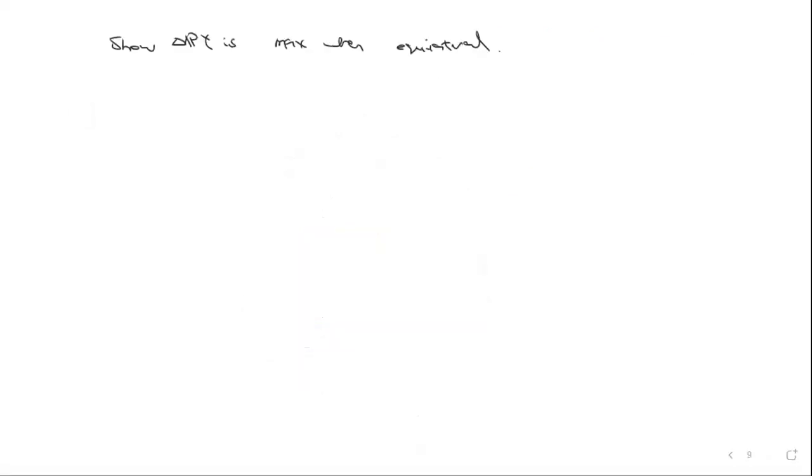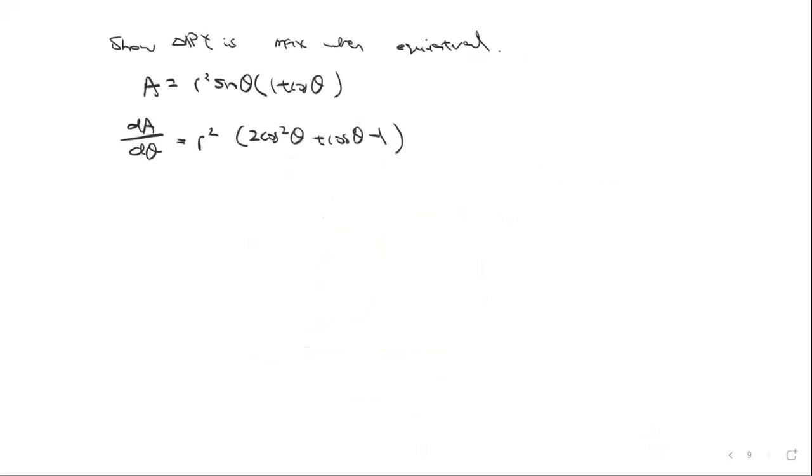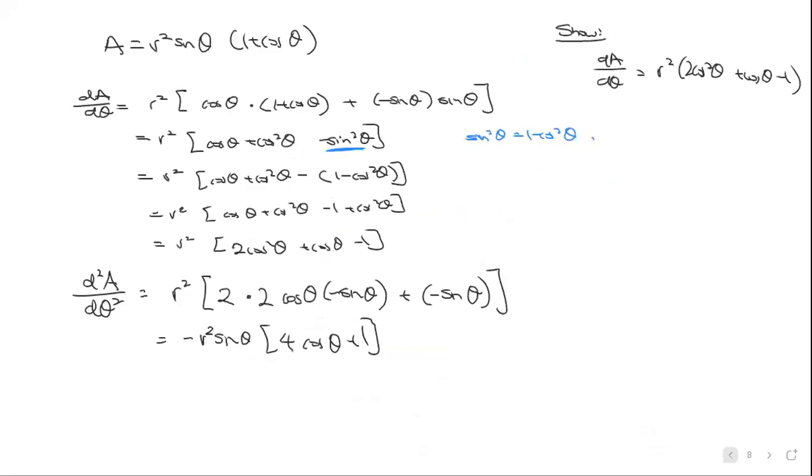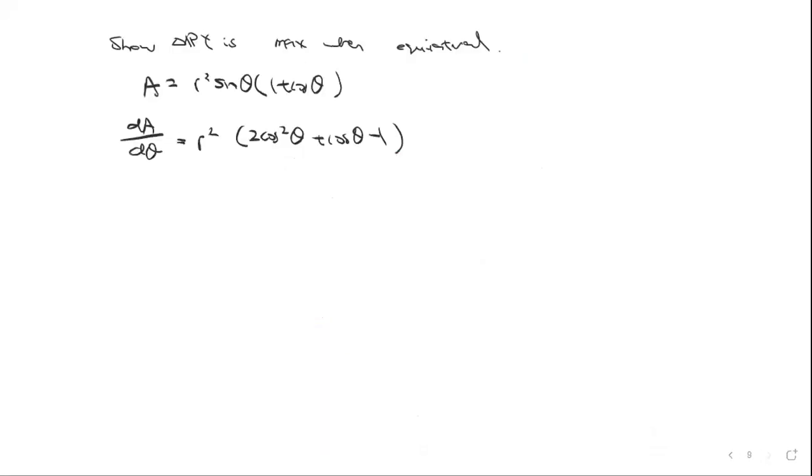So we know dA d theta. We know A equals R squared sine theta, 1 plus cos theta. We know dA d theta equals R squared, 2 cos squared theta plus cos theta minus 1. And we already also worked out the second derivative, which was negative R squared sine theta, 4 cos theta plus 1.